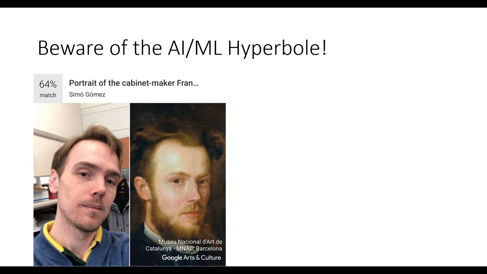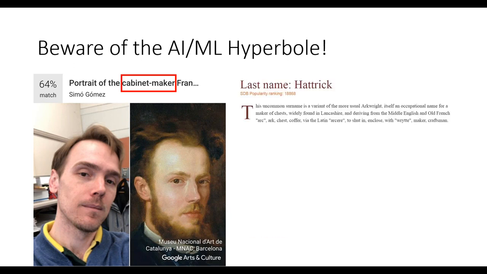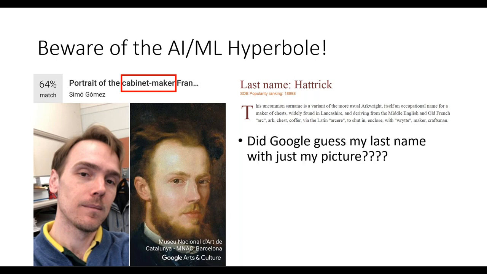I have to say that I'm not only somebody who's an advocate of AI and machine learning, but I'm also a skeptic. I love this slide. When Google Arts and Culture's app to compare your face to a painting doesn't think that I'm a lady, this is the picture that comes up. Wonderful, nose kind of similar, poorly shaven. But the interesting thing to me was it figured out my last name just from a picture of me, because my last name, Hattrick, literally means cabinet maker. And that's baffling to me. Google just guessed my name.